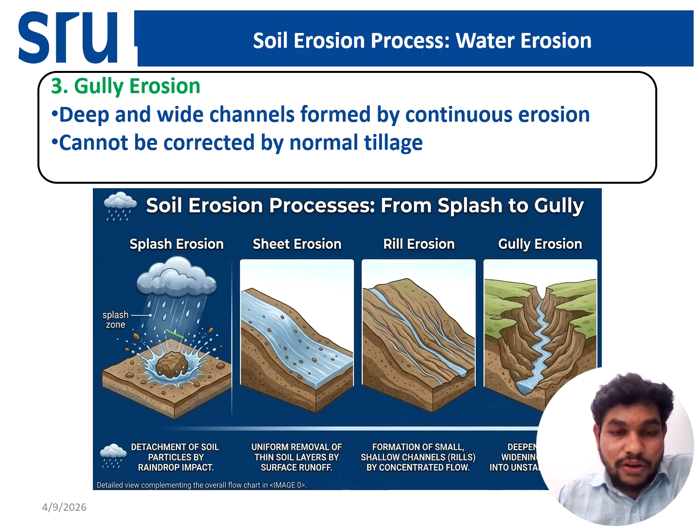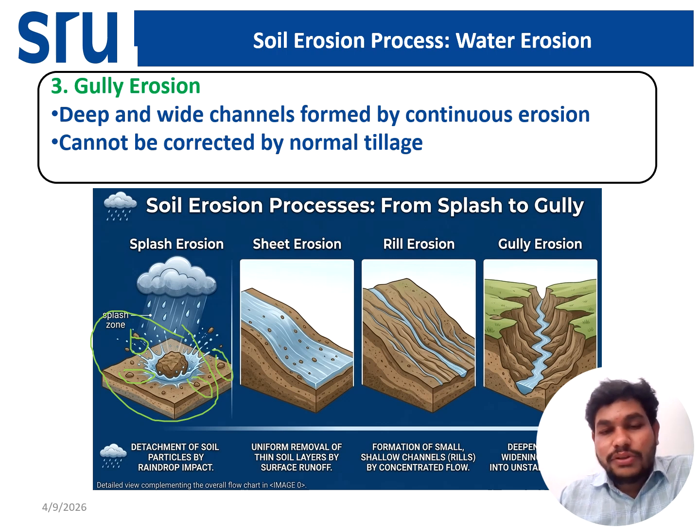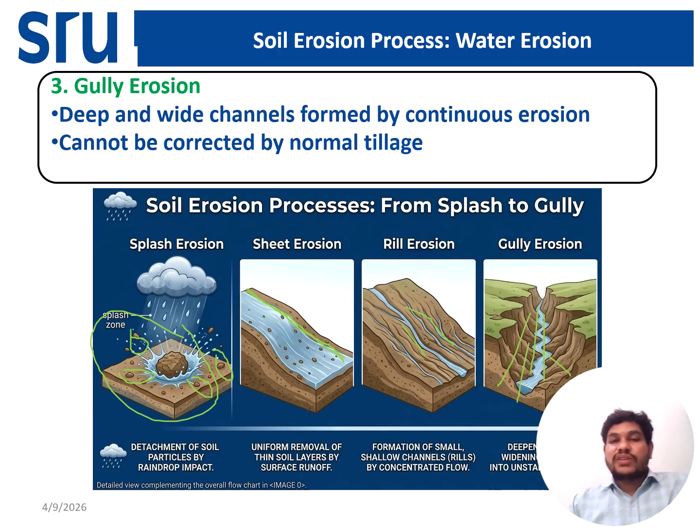how splash will occur. Because of this splash, the soil particle will jump into the air and get separated because of the high kinetic energy of raindrops. In sheet erosion, a light, uniform, thin layer will get removed. We cannot see it. The third stage is where the small ridge forms. That small ridge's dimension will increase and it will become larger. These are the four stages in water erosion.